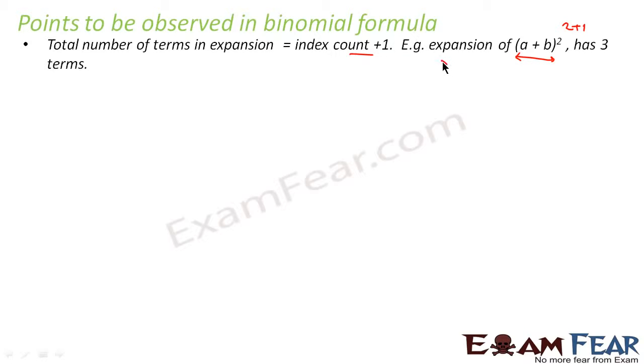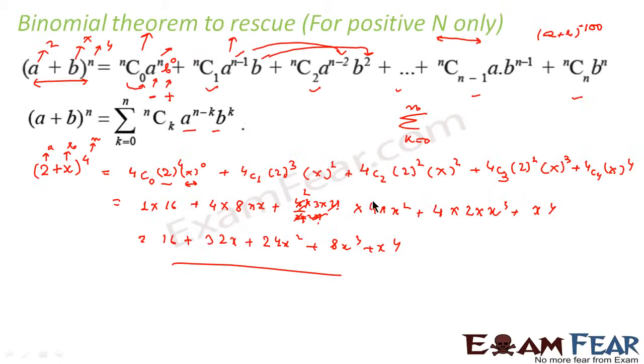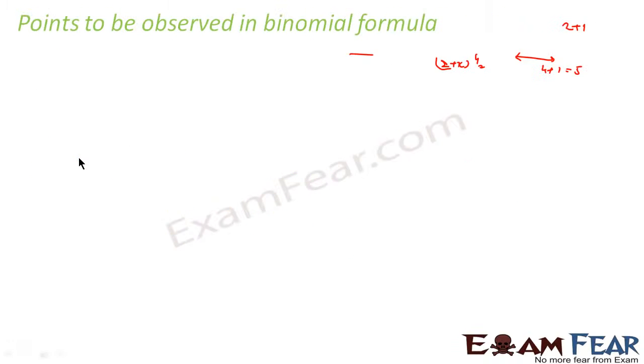In our example, when we say (2 plus x) to the power 4, it should have 4 plus 1, is equal to 5 terms. We'll go back and see the slide. So you see we have (2 plus x) to the power 4. It should have 4 plus 1, 5 terms. Let's count: 1, 2, 3, 4, 5. So there are 5 terms in (x plus 2) to the power 4.